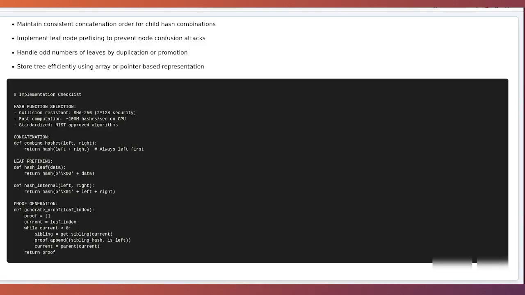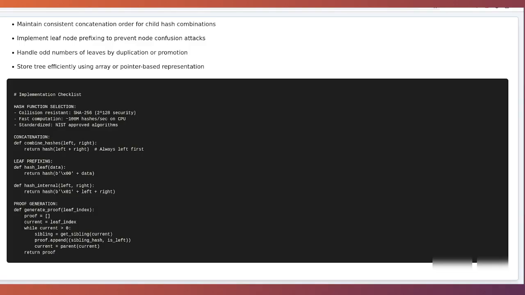Managing odd numbers of leaves requires careful handling. The common approach involves duplicating the last hash when an odd number is present at any level. Alternatively, you can promote odd nodes to the next level without pairing. Both methods work, but consistency is crucial.